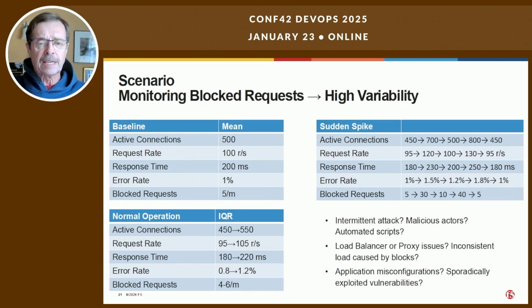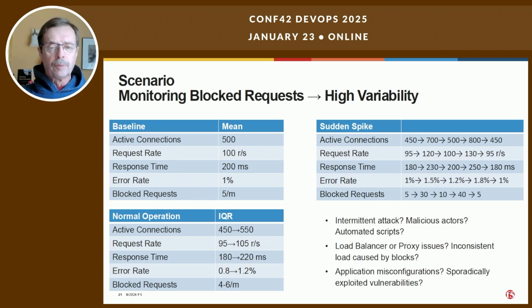And it's most often seen through load balancer or proxy issues. Because of the blocking structure, you end up with an inconsistent load. If you're blocking, you're not passing through. And therefore, your load balancer is not quite sure how to load balance because it's got a lot of things coming in, but not all of them are being passed through here. In this case, you might want to take a look at what your load balancer structure looks like in its configuration basis. You can also look for application misconfigurations, or maybe you have some vulnerabilities that somebody is taking advantage of just every now and then, hoping to slide underneath you.